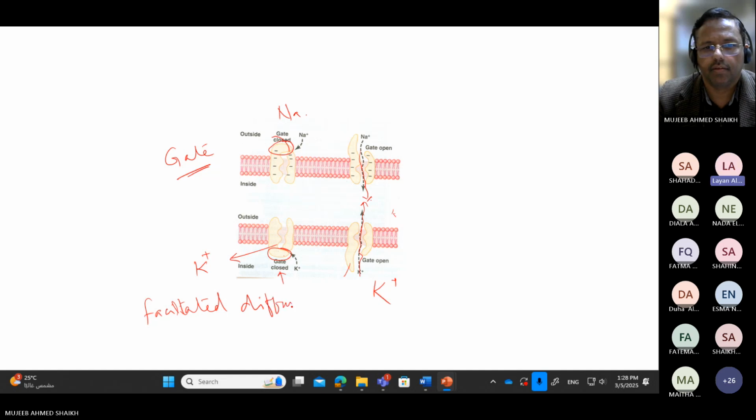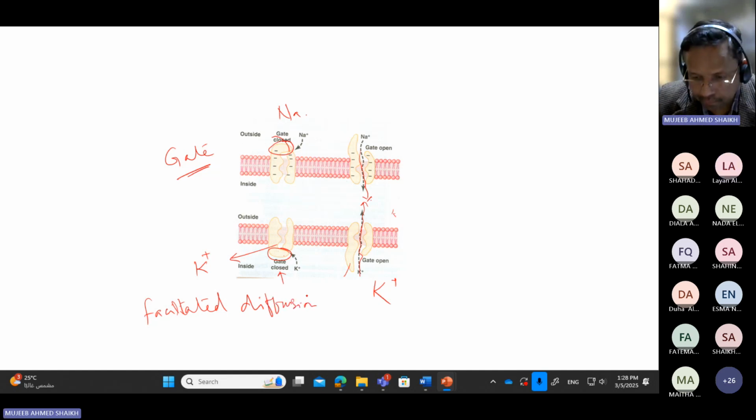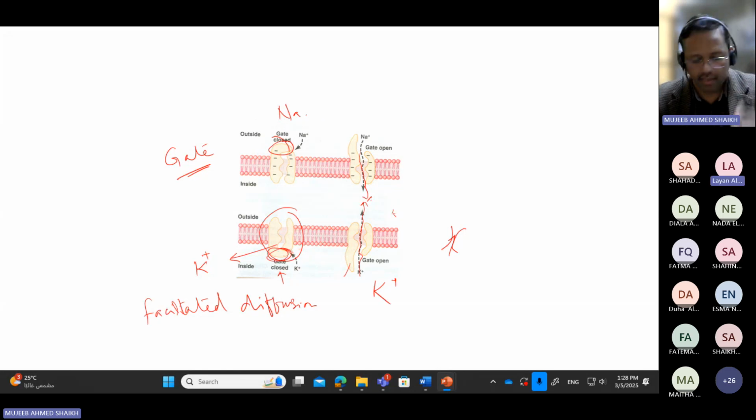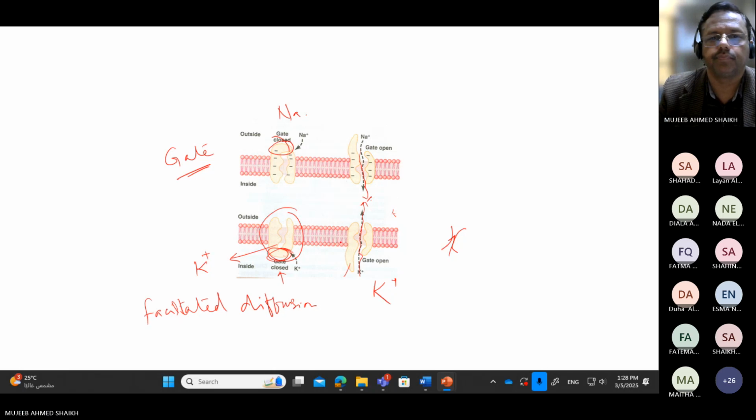Doctor, do all proteins have gates? Do all proteins have gates? These are protein in nature. Do all of them have gates? No, some may be without a gate. They may just be open, closing and opening. Some may have gates, like a structural flap.